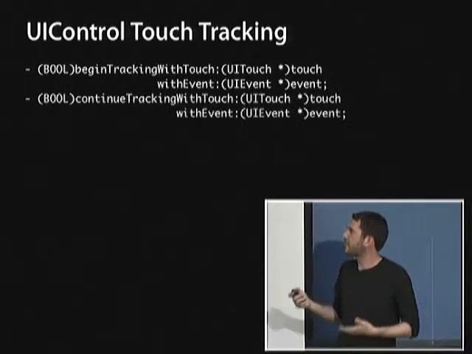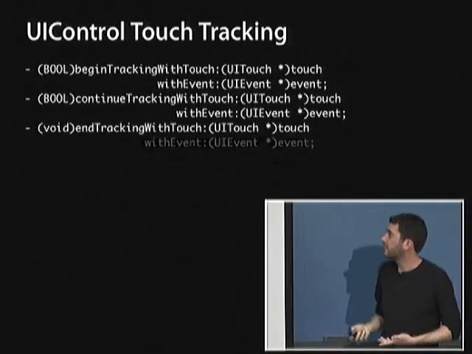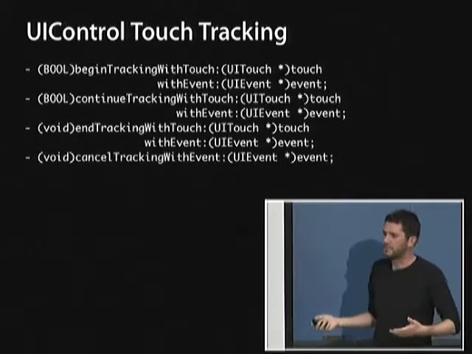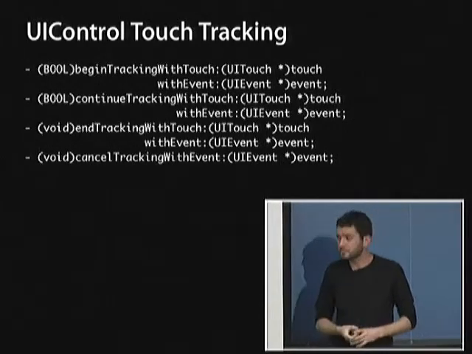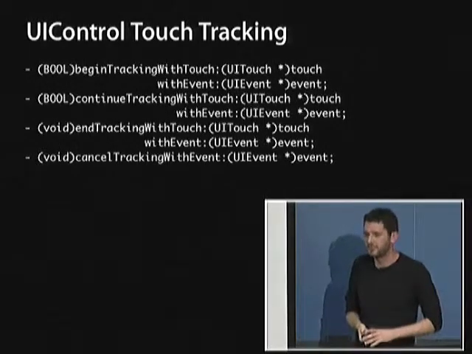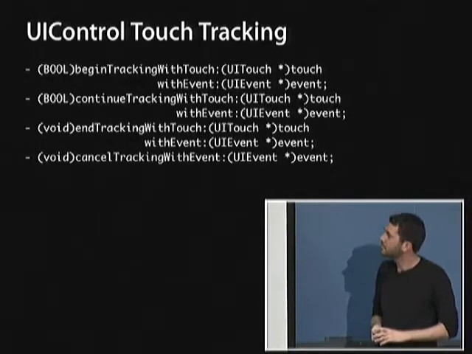So there's basically begin tracking with touch with event, continue tracking, which is equivalent to touches moved, end tracking, which is equivalent to touches ended, and then cancel touch tracking, which is equivalent to touches canceled with event. But again, all of these only take a single touch, not the multiple touches that you could get if you did your own multi-touch processing in another view.